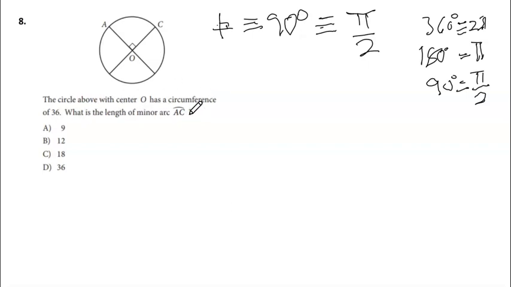What is the length of the arc AC? So the minor arc AC, this is what they're referring to, right? Since the angle divides the whole circle into 4 parts, then what we can infer is this is just a fourth of the total. So it's what? 36 divided by 4, which is 9.